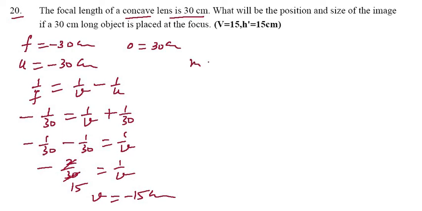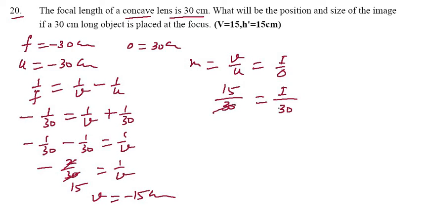Now as you know, m is equal to v upon u is equal to I upon O. v is given as 15 and u is 30, and I we want to find, and O is 30 centimeters. Now 30 cancels out, so I will be equal to 15 centimeters. That is the length of the image, and this is your answer.